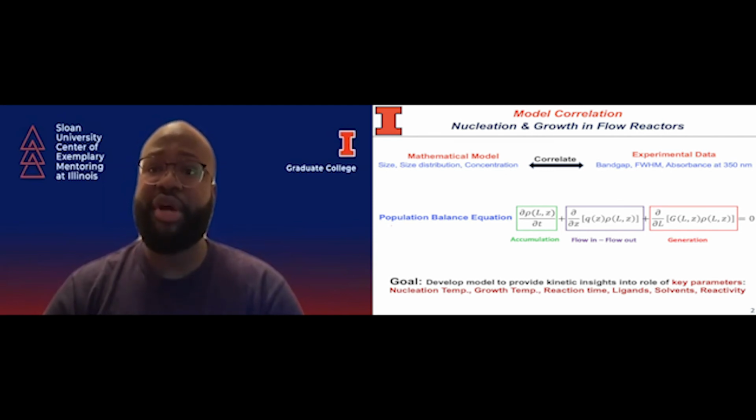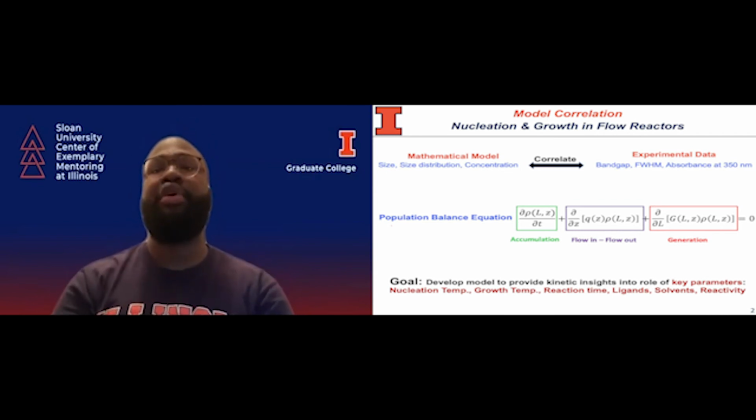And you can think of a population balance equation like keeping track of the population of a country, where I have highlighted in green the accumulation term of the equation. And that's like keeping track of the total population of a specific area. Then in purple, we have a flow in minus a flow out term. And that's like keeping track of the number of people that immigrate to your country or that emigrate from your country. And the last term in red is the generation term. And that keeps track of the birth and death rates of a country.